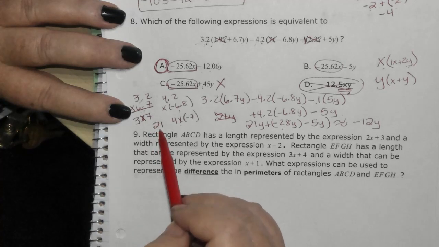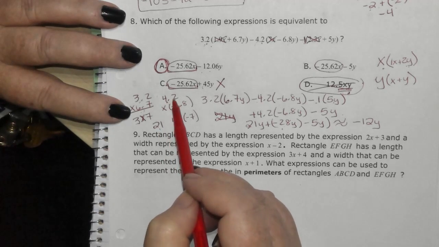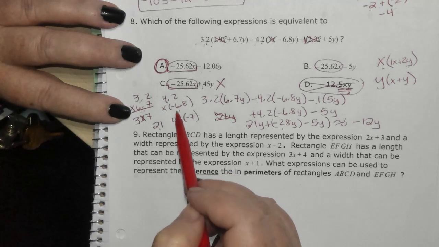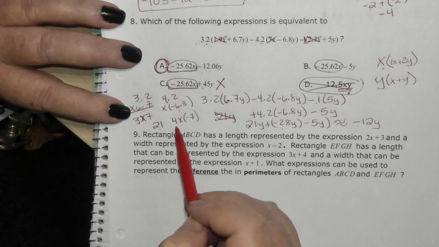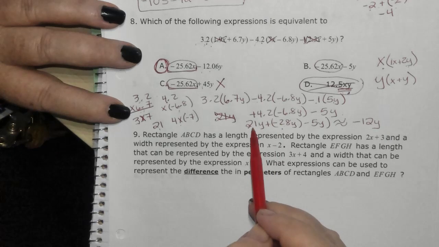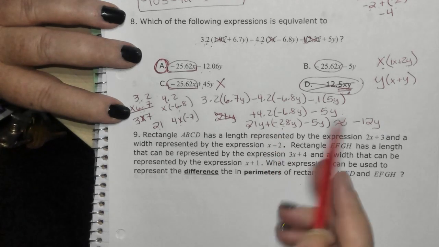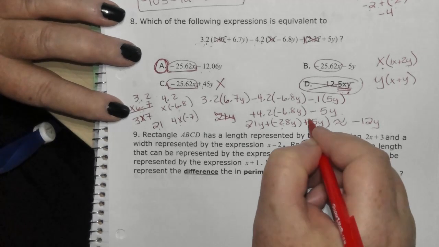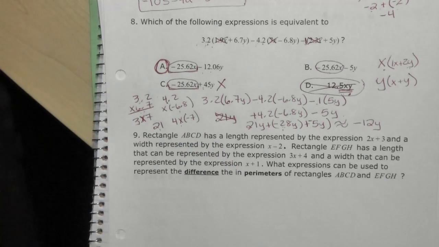3 times 7, 21. When we get in the class, next time I'll be smart enough to pull up a calculator and we'll just calculate this using the calculator. 4.2, 2 is less than 5, stayed 4. Negative 6.8, 8 is greater than 5, that became a 7. 4 times 7, 28, negative 28. Now 21 plus negative 28, negative 7. Negative 7 plus negative 5 is negative 12. There's your answer. Thanks for watching, guys.